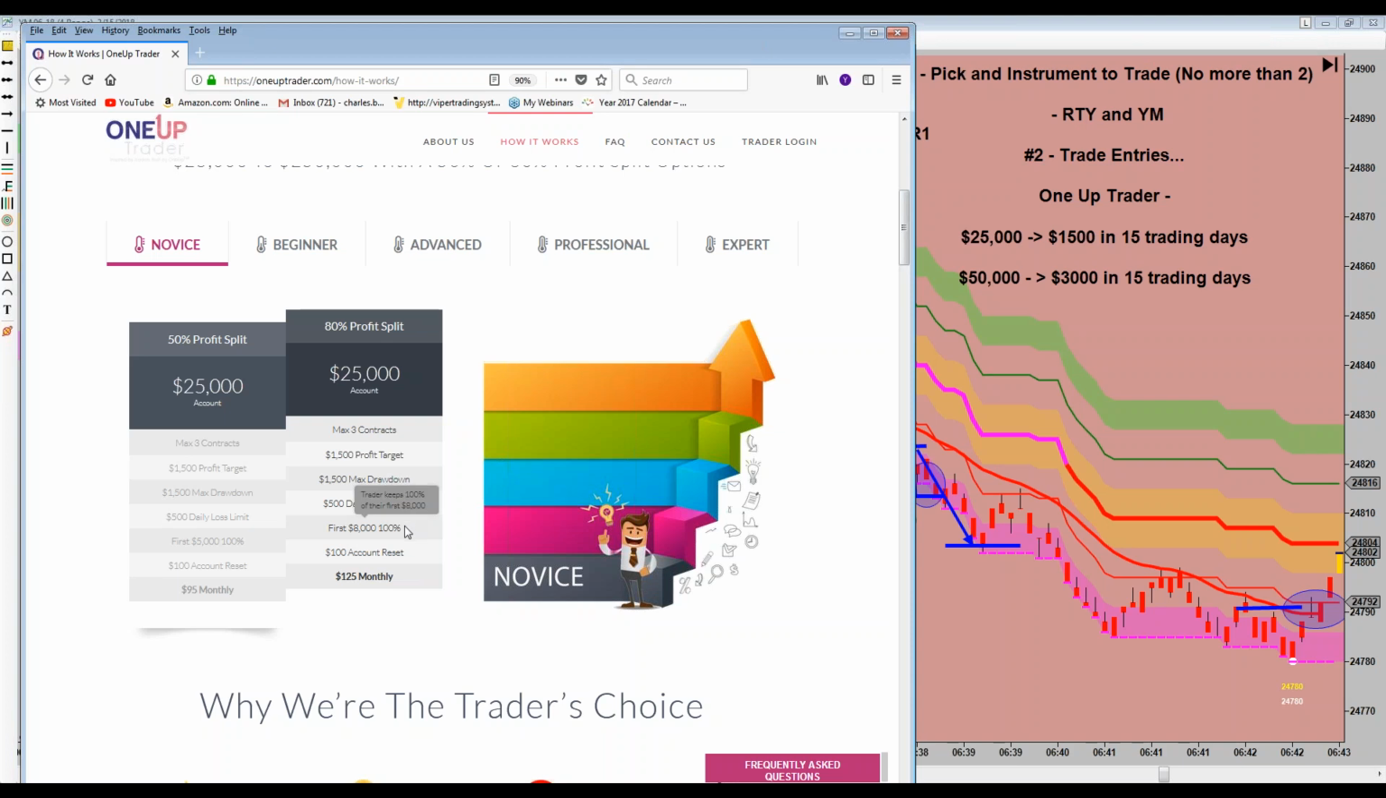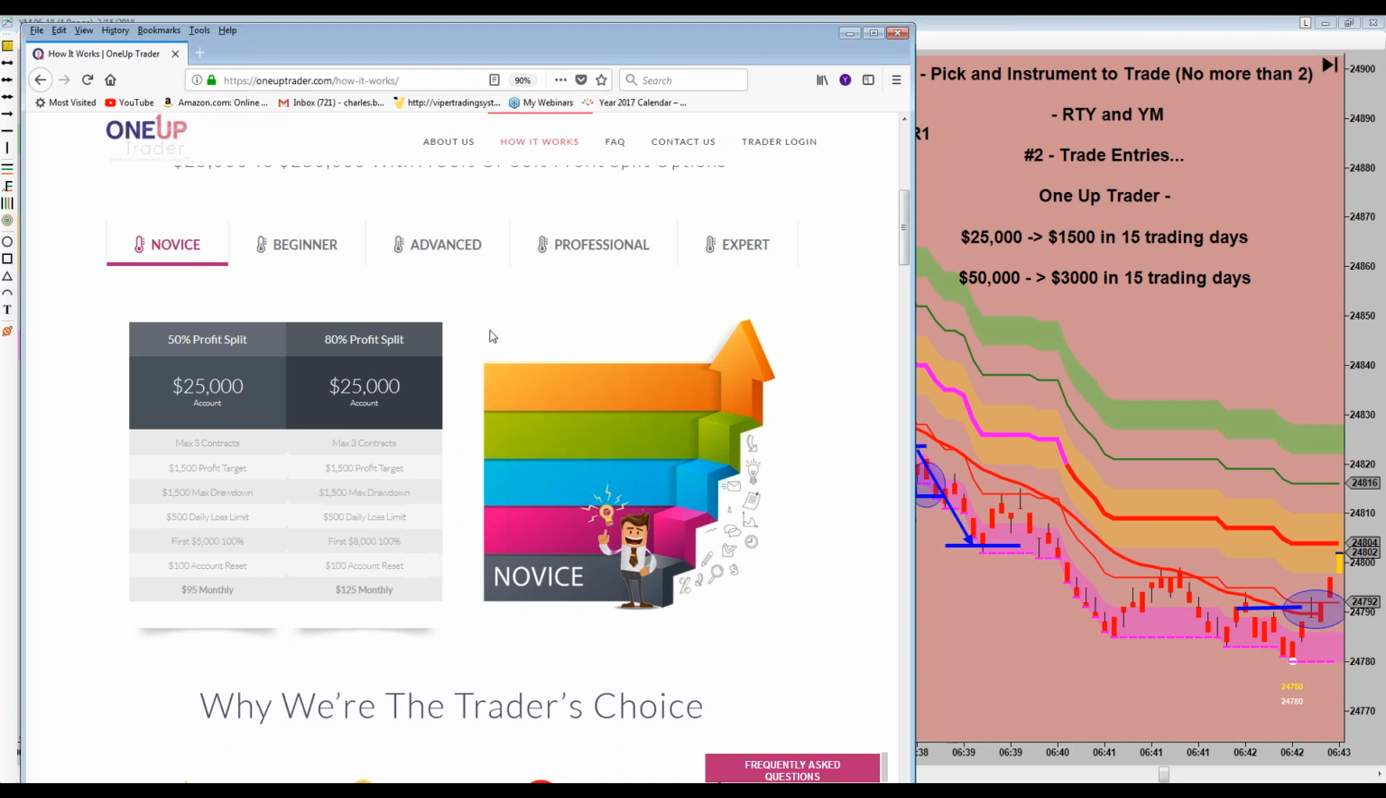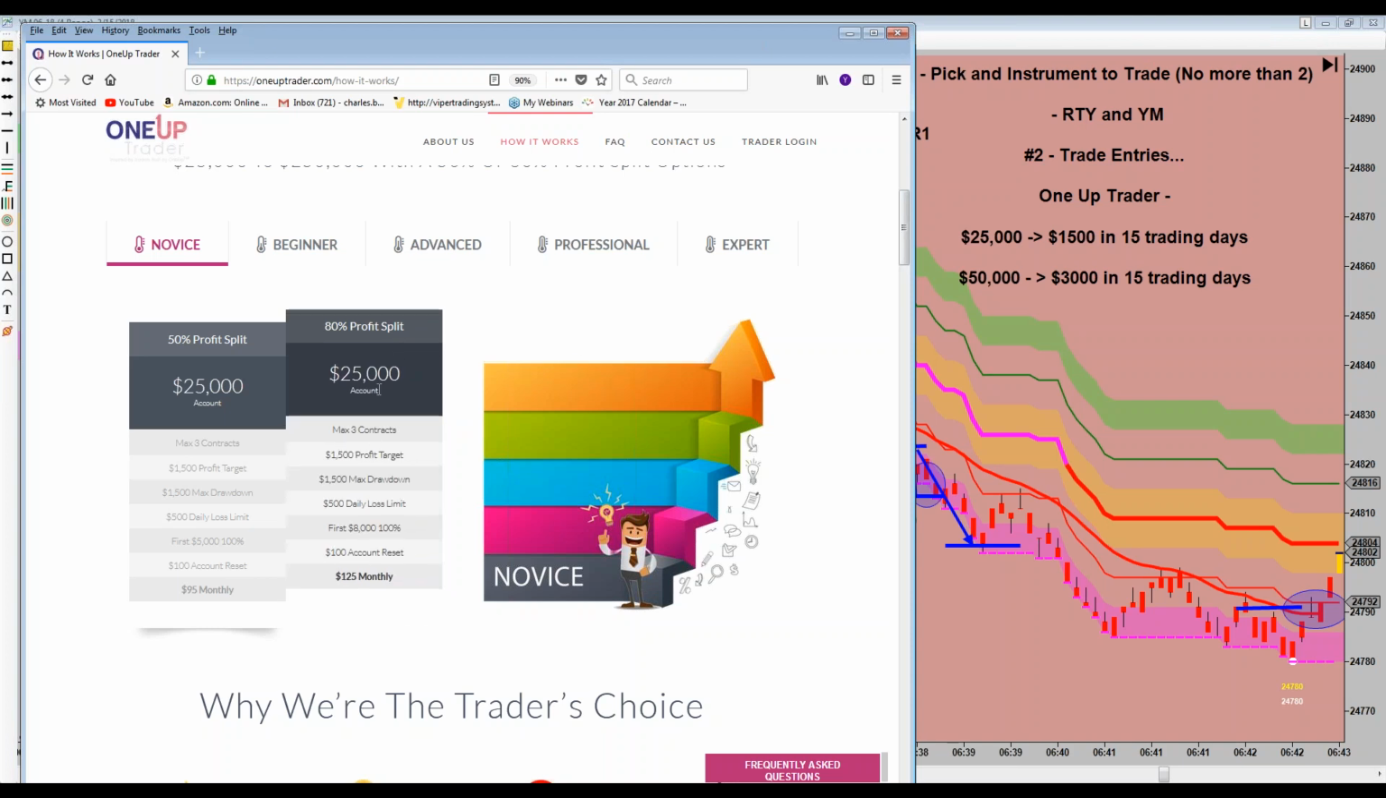When you're funded, the first $8,000 that you make in that account is 100% yours, and the fee is $125. So if you take 25% off $125, that comes out to roughly, I think it's 93 something, $93.75. So it's less than $100. And you just keep going in here.